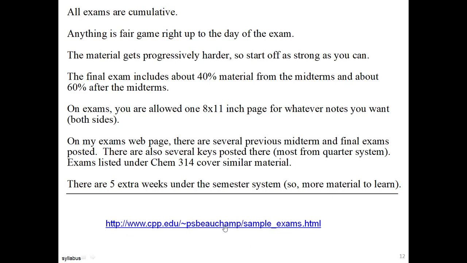So here's the link to the exam webpage, but if you just type in the Cal Poly address with the ~PS Beecham, that'll take you to my home page, and then you can just look on the side. And there's 2 important ones, courses and exams. You can look at those.